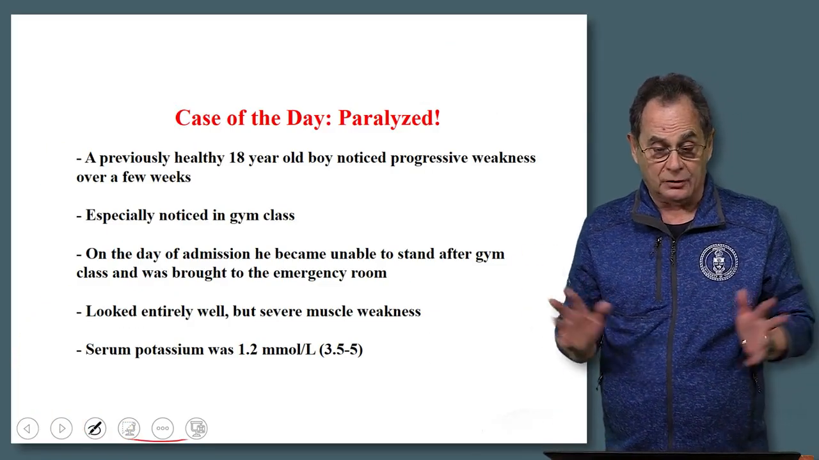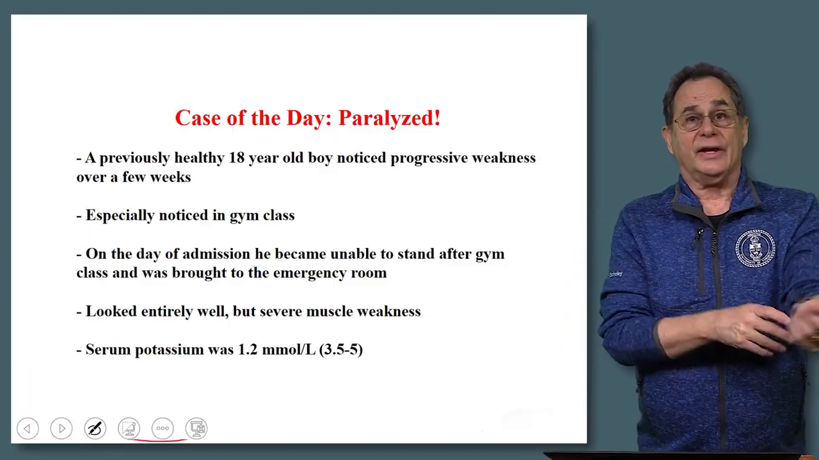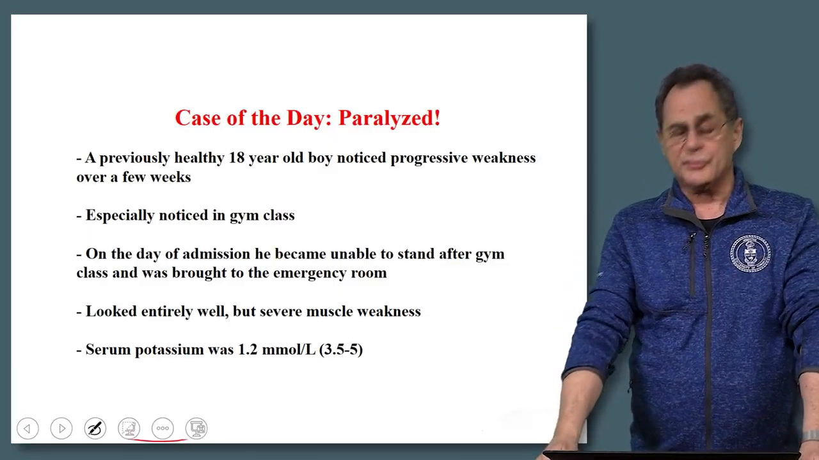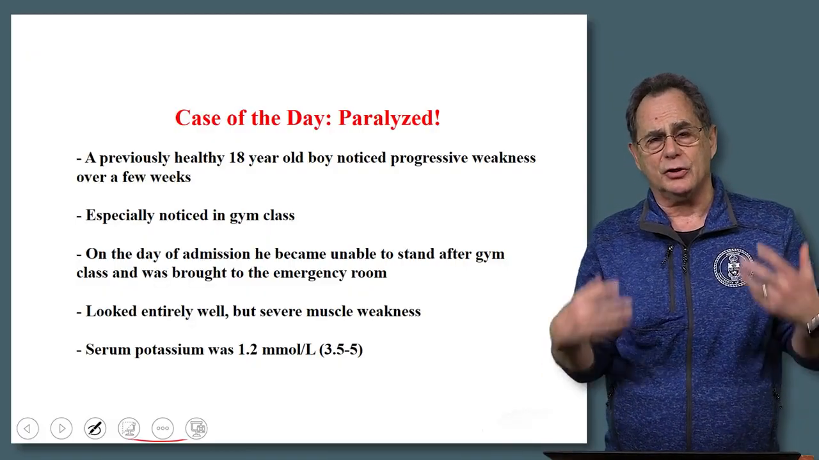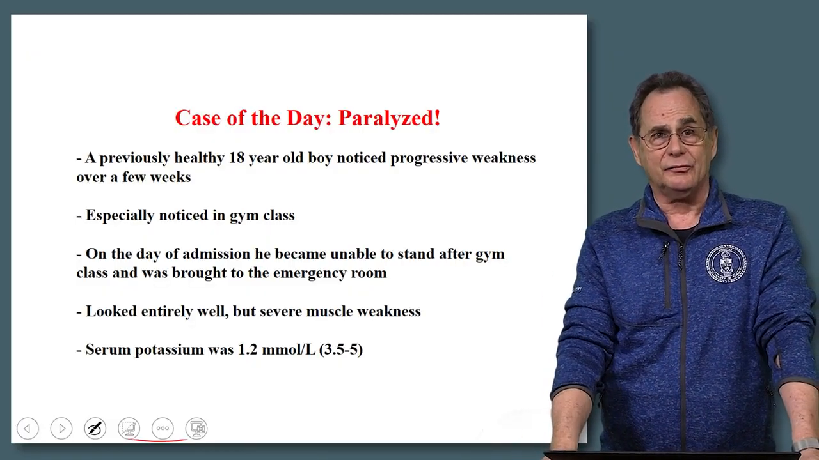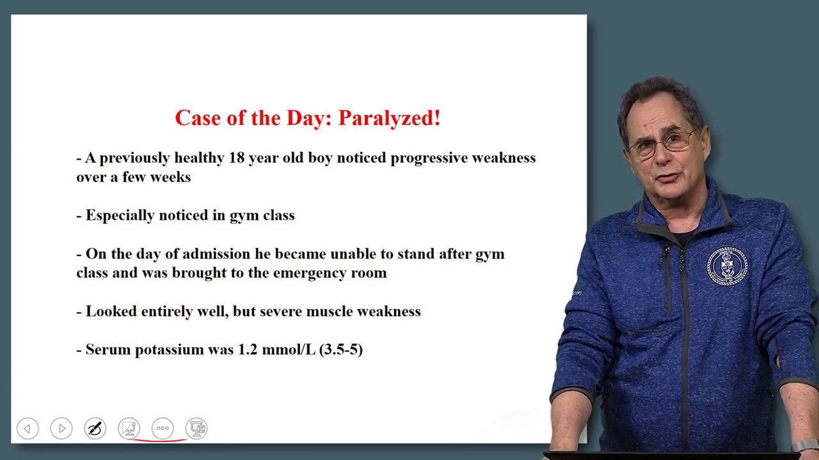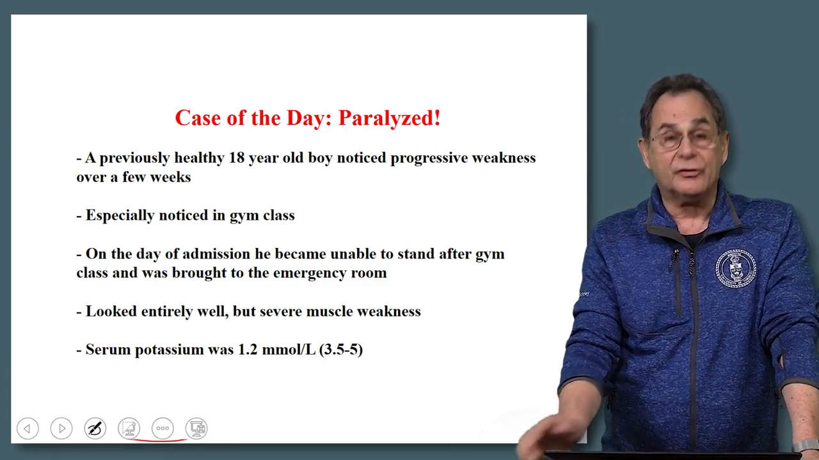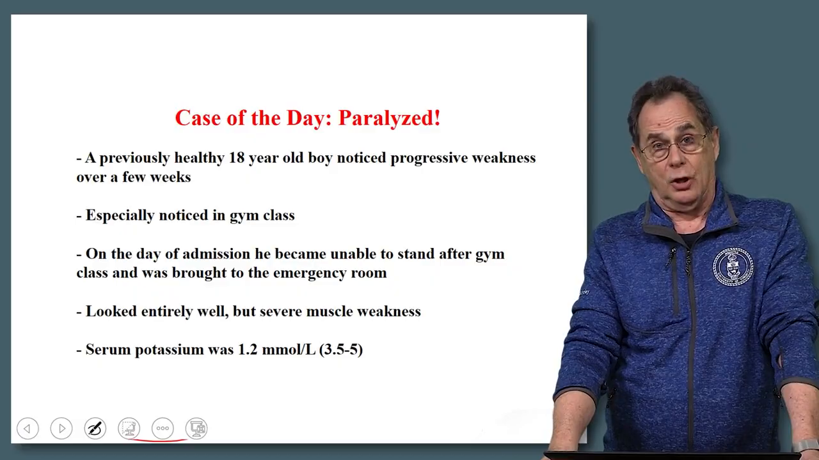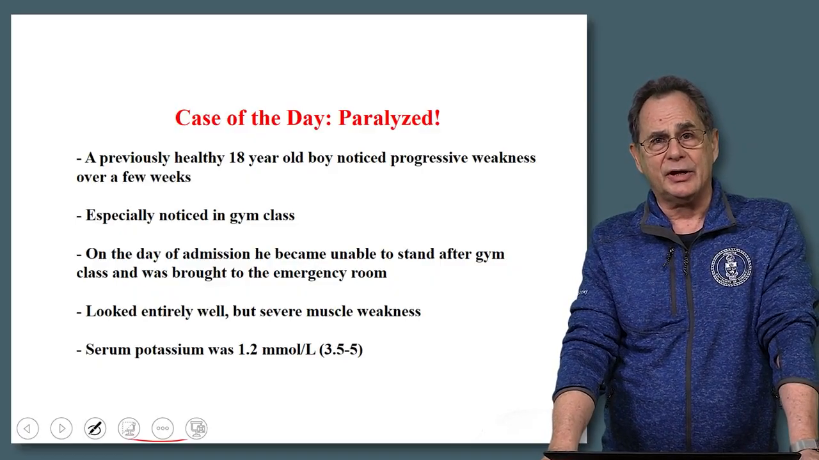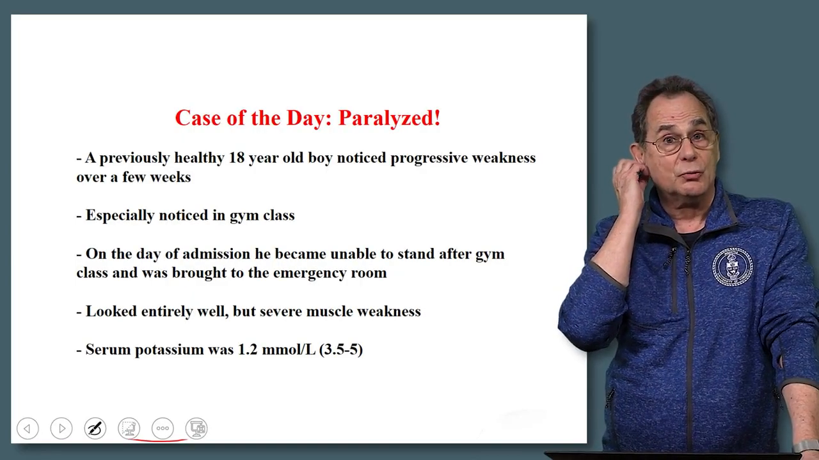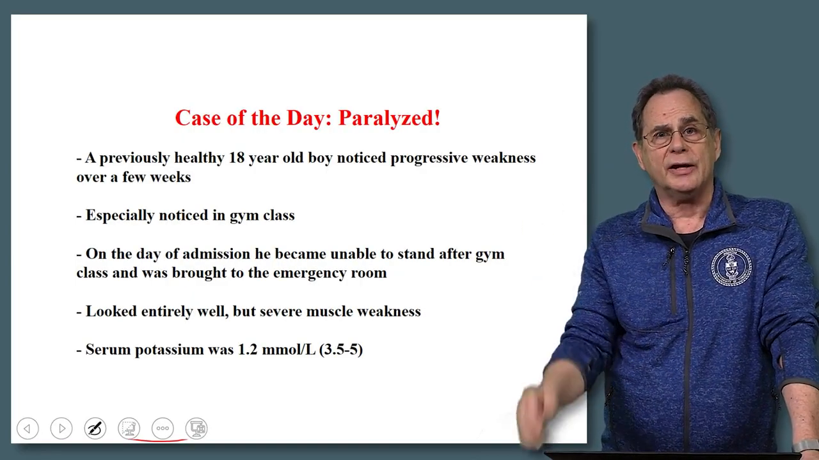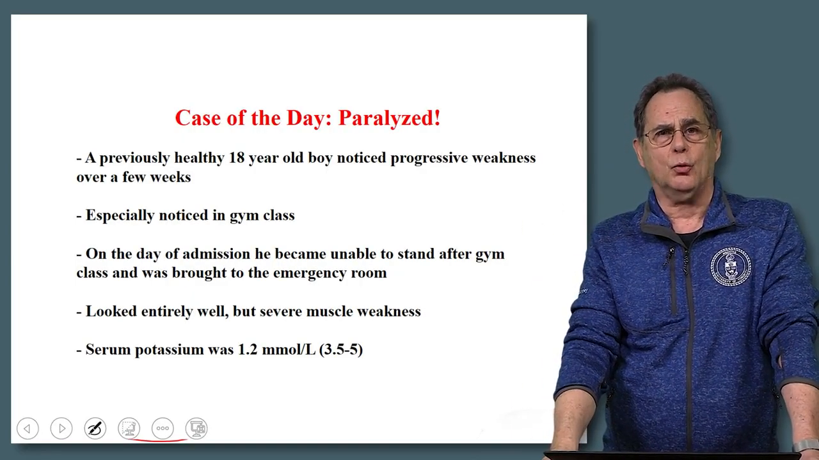So, case of the day. Previously healthy 18-year-old boy noticed a progressive weakness over several weeks, and he particularly noticed it in gym class when he had to be active and to go through exercises and run. On the day of admission to hospital, he became unable to even stand after gym class, and he was brought to the emergency room. He looked entirely well, but he had severe muscle weakness.